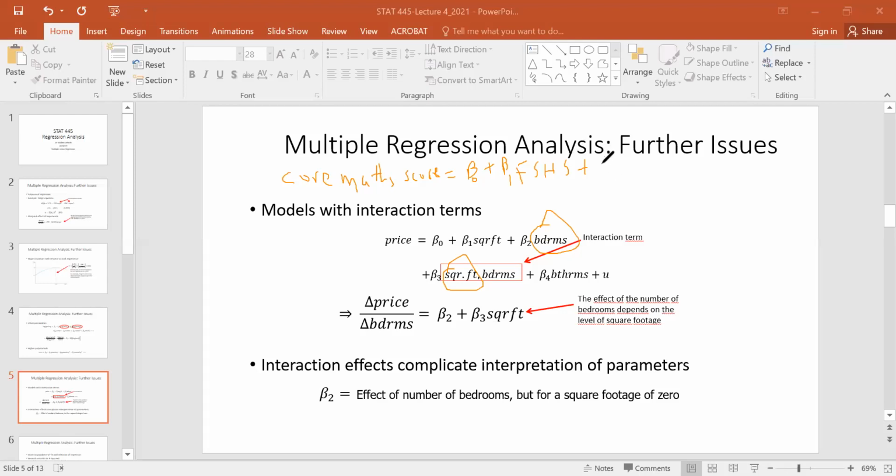Okay. Then we have to include whether the student is a day student, beta 2, plus beta 3. Then you interact them: free SHS times whether he's a day student or boarder. Once you interact two variables, it's normal practice to include them individually. So here we've corrected the model: the impact of free SHS on core mathematics score actually depends on whether the person is a day student or a boarder.